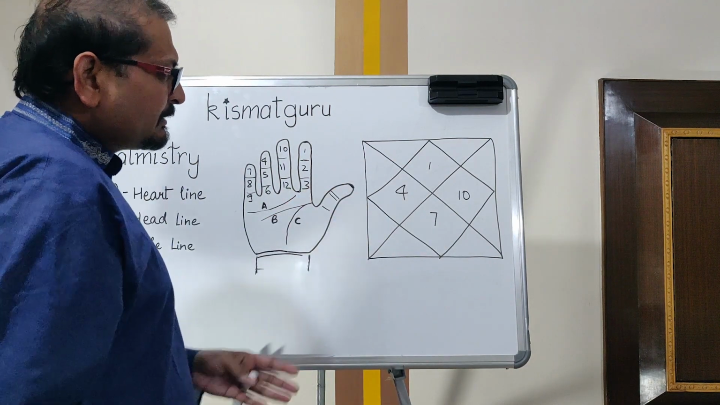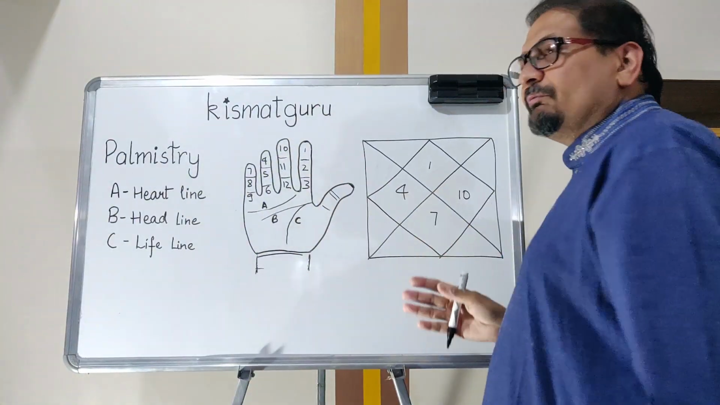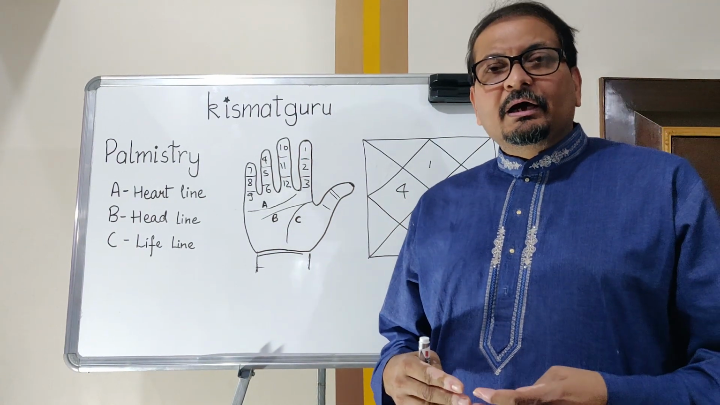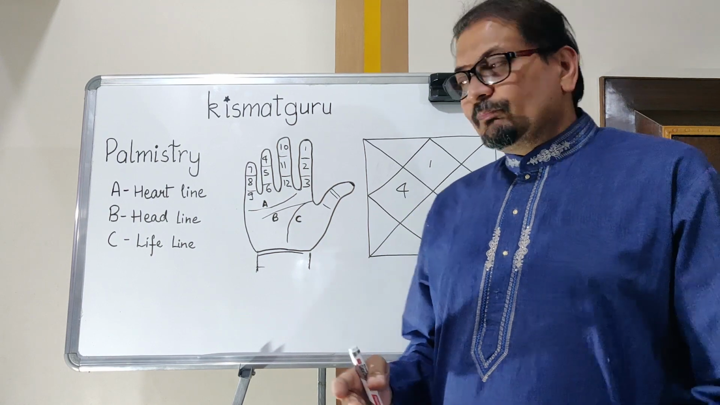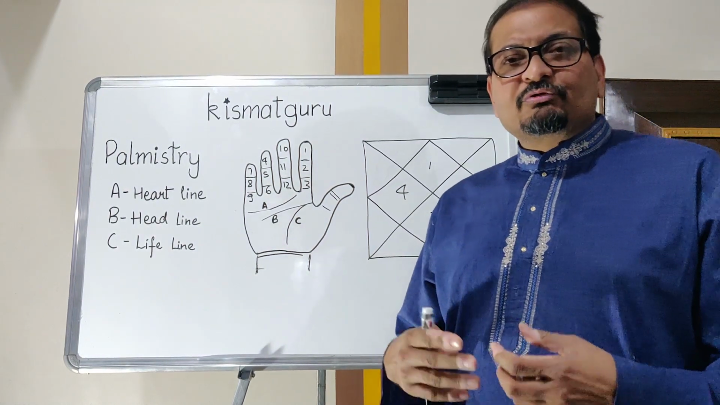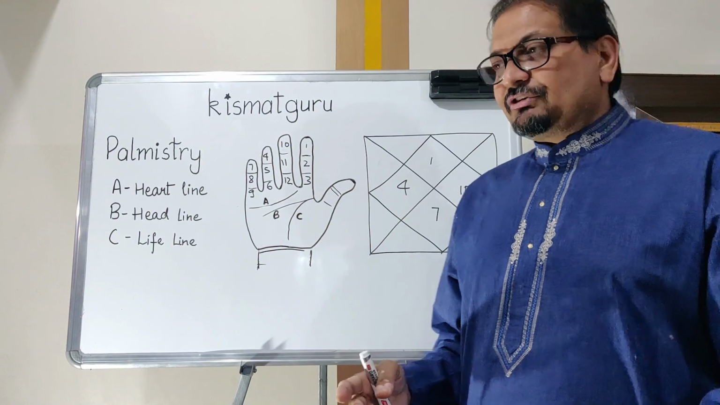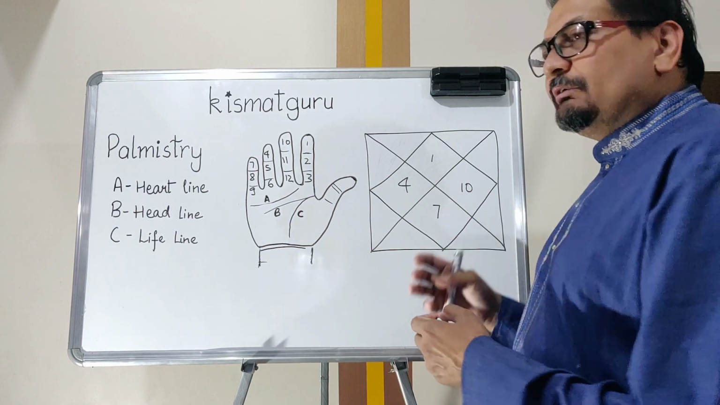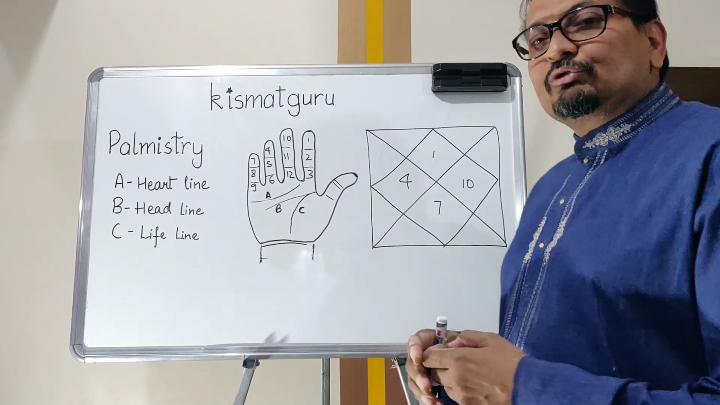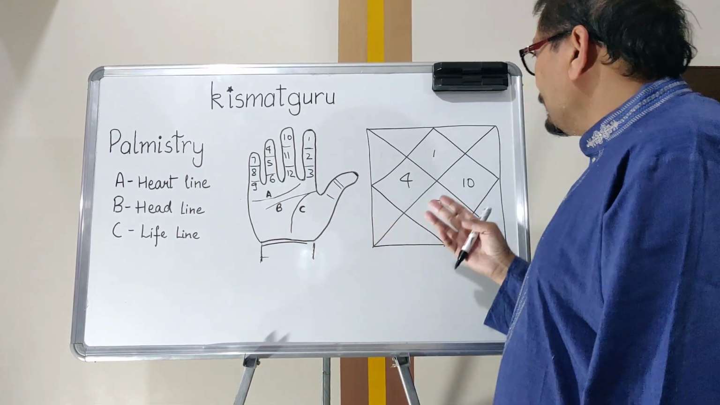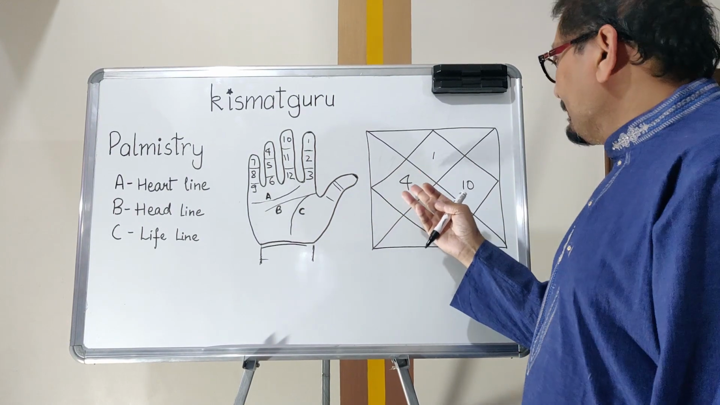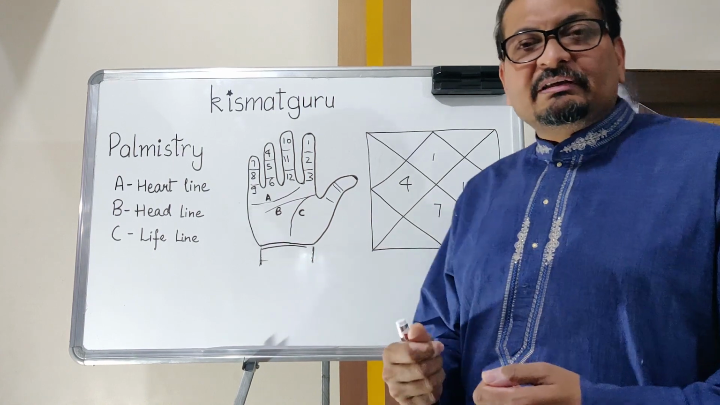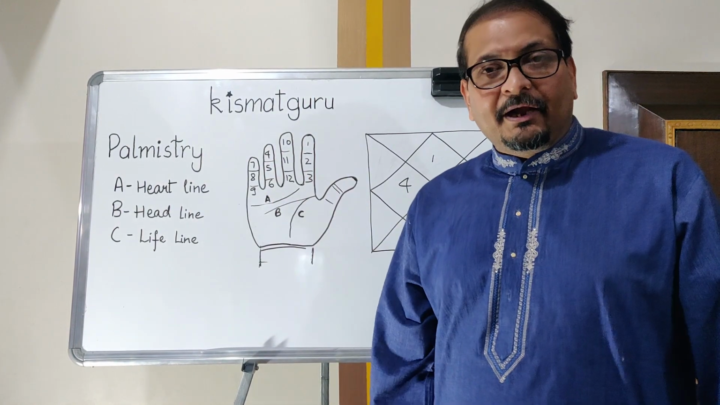Now, what is this? House number 1 is basically the self. House number 4 is basically our home. We also call it the mother's home. House number 7 is related to our spouse or business partnership. House number 10 is also called the father's home. We can see the father's home from this, and it is also called the status of our life. So, self, family, mother's home, spouse, status, father's home. So, this is your top phalange in the hand.